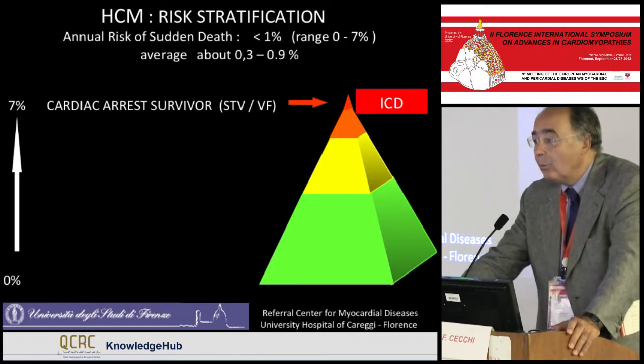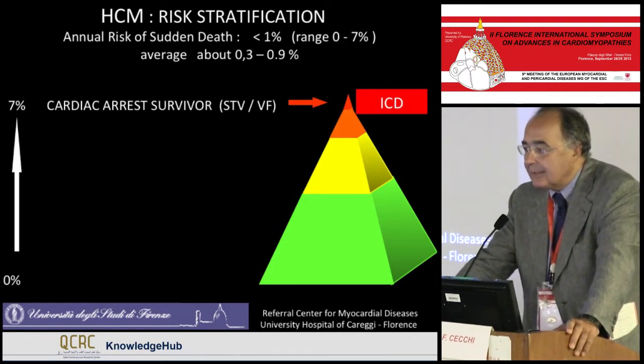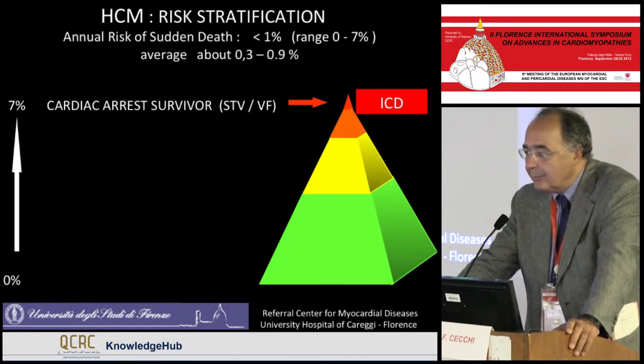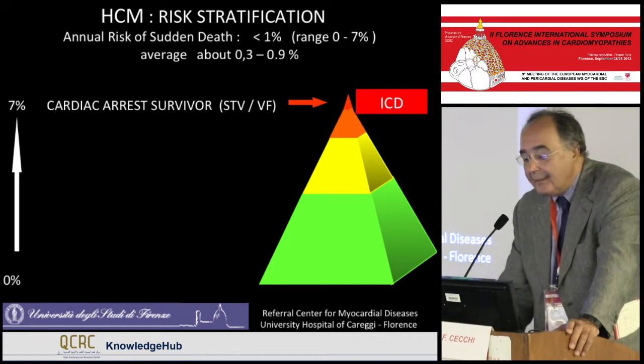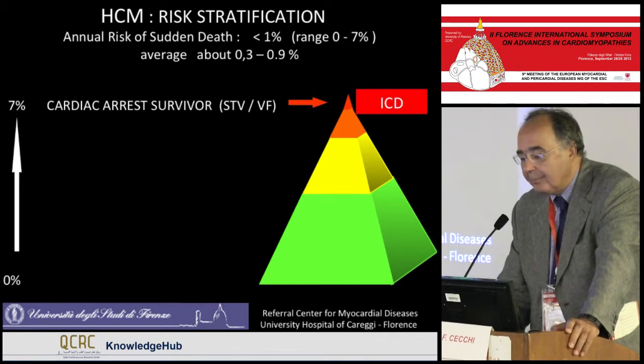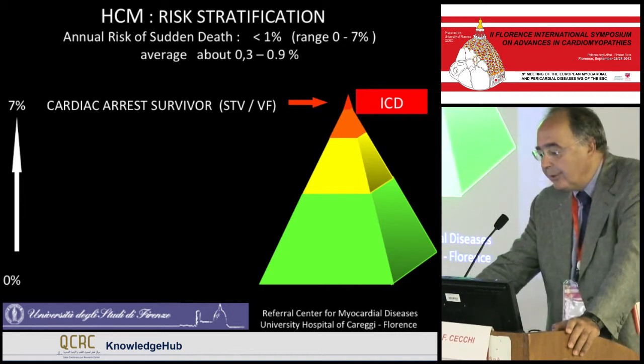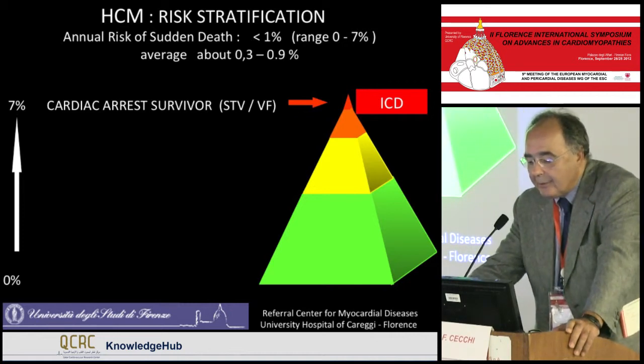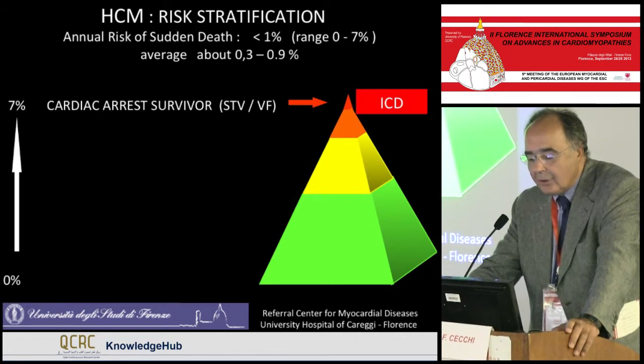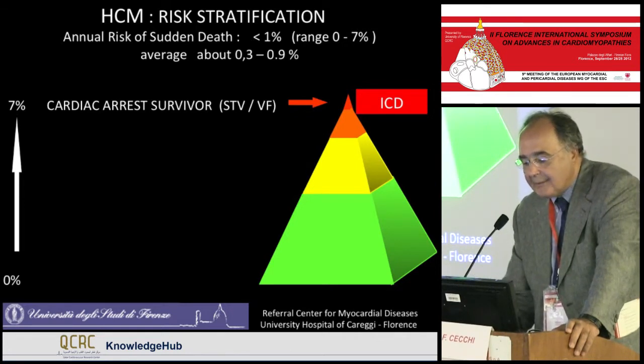And 7% was the rate of recurrence of sudden death, of cardiac arrest, both in the population that we studied with Barry Maron and published in 1989, and the group of London, Perry Elliott, published a few years later. The average probably is between 0.3 and 0.9% on the average. So, at this point, with this data, we can build up a kind of pyramid which represents the risk stratification, and you can see that the risk can be as low as 0 and as high as 7%.